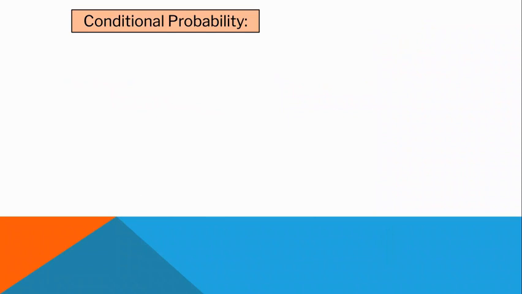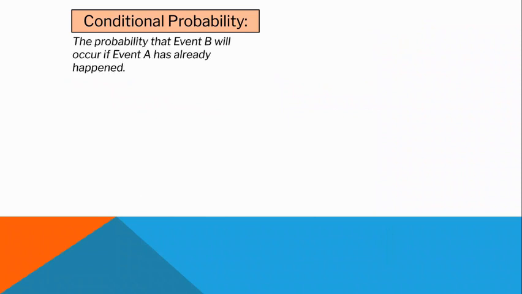All right, conditional probability. The probability that event B will occur if event A has already happened. So there's my formula. The probability of B given that A happened equals the probability of A and B both occurring over the probability of A. So this time we're not choosing from our total, we're just choosing from what that given event, that conditional event, that we know has already happened.